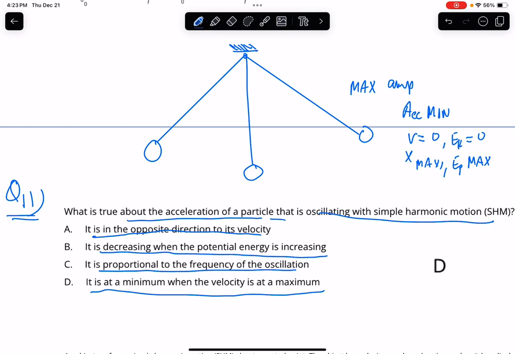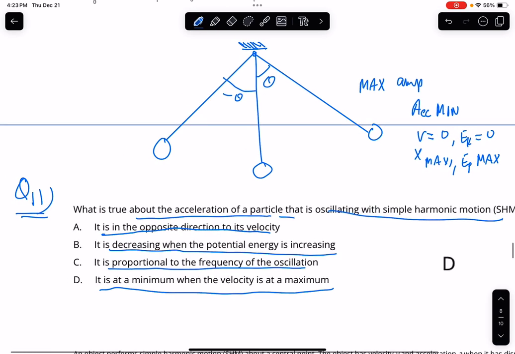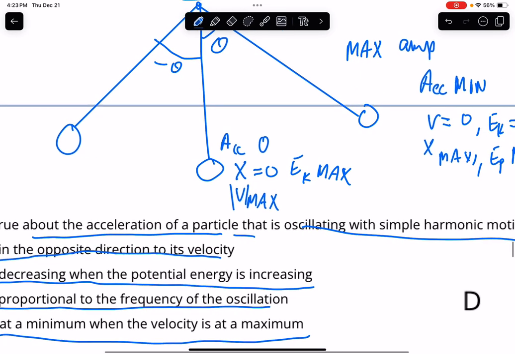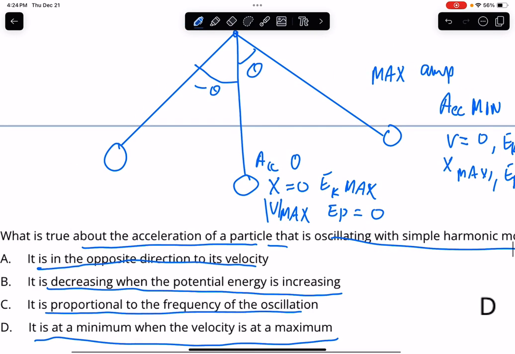Then when you get to the equilibrium position, we'll make this theta and this negative theta. When you get to the equilibrium position, the acceleration is going to be 0, the displacement x is going to be 0, the velocity is going to be maximum, and this is the absolute value of the velocity. Because the absolute value of the velocity is maximum, the kinetic energy is maximum. And when you get to the equilibrium position, you're touching the ground, so height h is 0, which means the potential energy is 0. Then you go to the left amplitude.